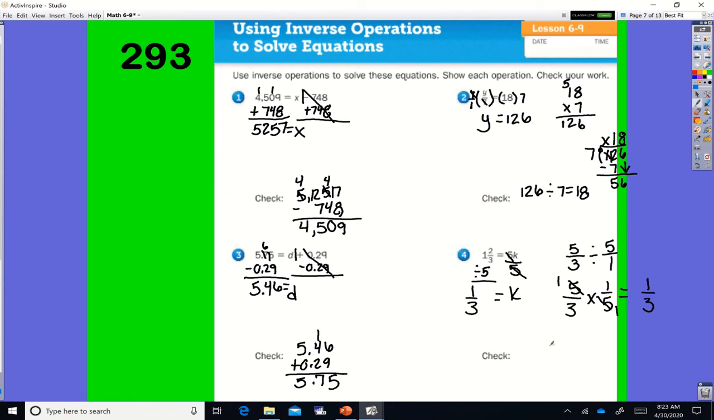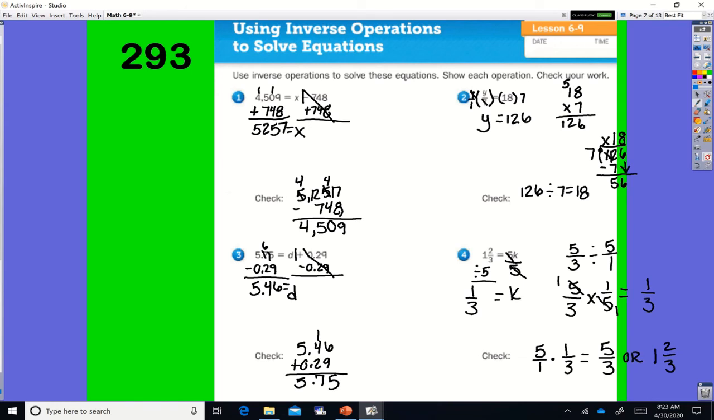So then we put our number back in. So we're going to do 5 over 1 times 1/3, which gives me 5 over 3. Is that the same thing as 1 2/3? Well, 3 goes into 5 one time. We have 2 left over and our denominator stays the same. Yes, so our answer is correct.